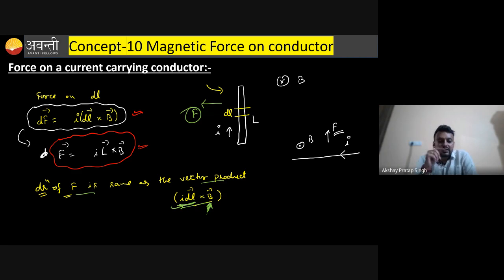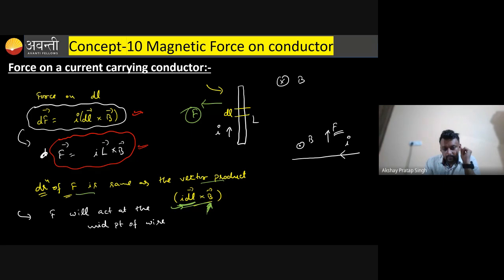Now, after knowing this, one point that I also want to clear here: let's suppose this is the wire you have seen, and this wire has some force F. But at which point will this force act? This force will act at the center of the wire. So F will act at the midpoint of the wire. Clear? You should note down these things.